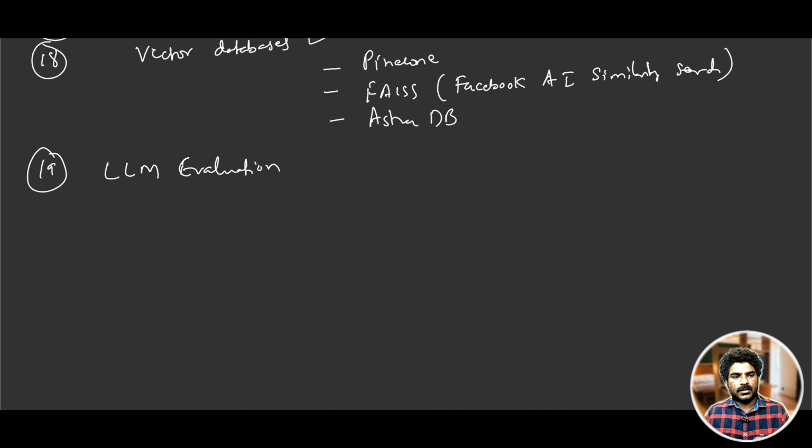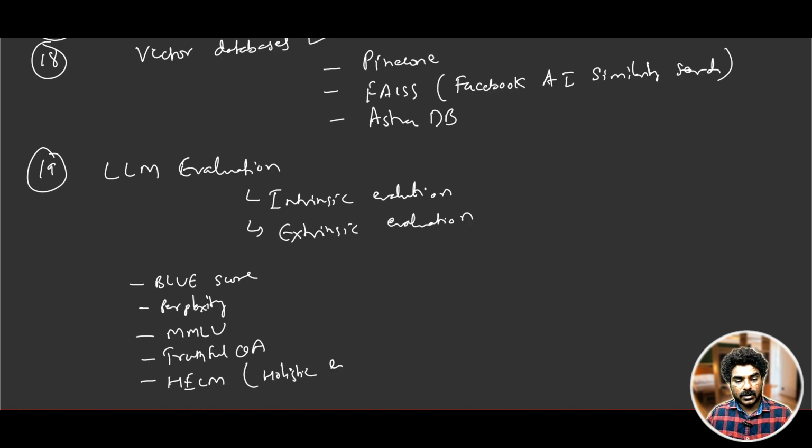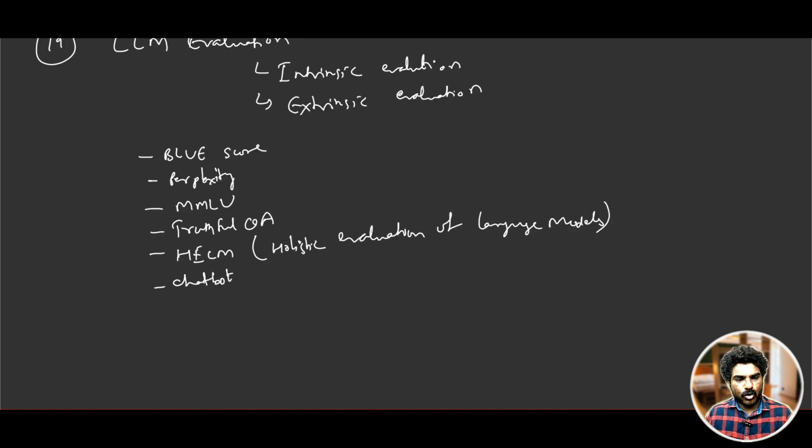So we need to understand two things in case of LLM evaluation: intrinsic evaluation and extrinsic evaluation. A few of the methods we'll understand: one is the BLEU score, we'll use perplexity, we'll understand MMLU, TruthfulQA, and HELM, which is nothing but Holistic Evaluation of Language Models. Apart from that, we'll understand Chatbot Arena. There is also something called the LLM leaderboard, in which they mention which model is performing best. Those evaluation metrics will also be given in the LLM leaderboard, so we'll understand that as well.